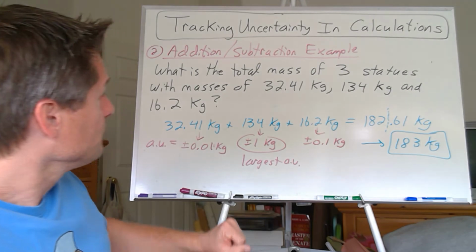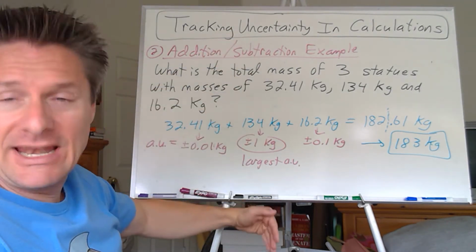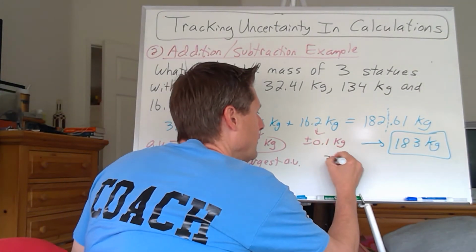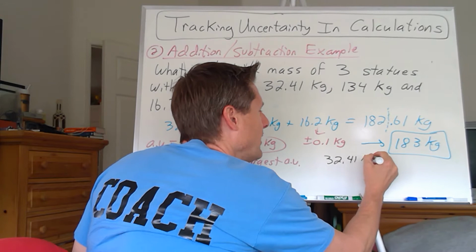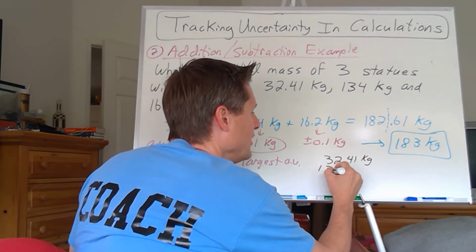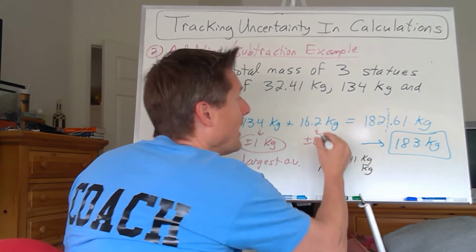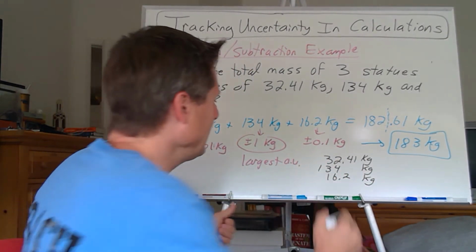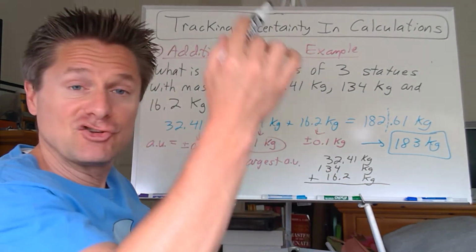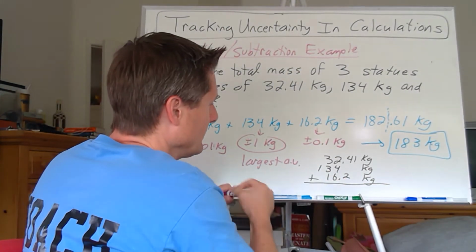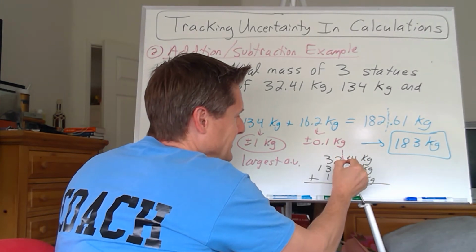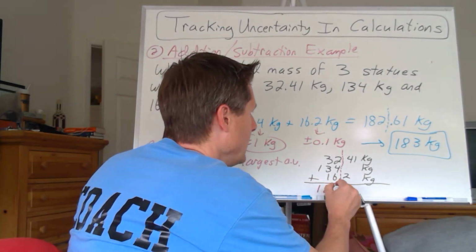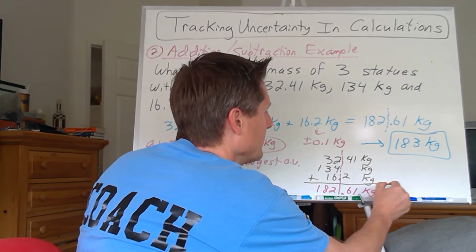Still does for me. Another way you can do this is to line them up. Some people like to do that. I'll just scribble it on the board where you do the 32.41 kilograms and the 134 and you line them up, right? And then the 16.2. Some people like to line them up like that and then just draw a line down. See that ones place? So you just go tick, tick, tick, and you just put the number right there. 182.61 kilograms. And then round it.